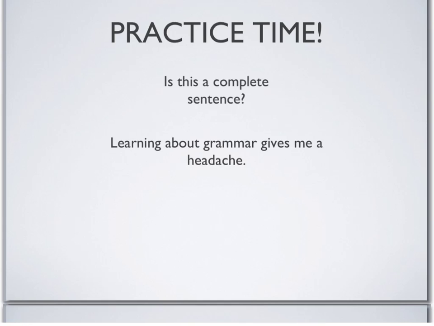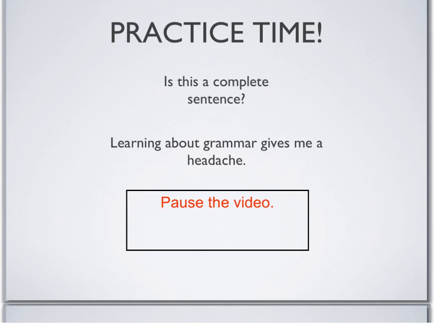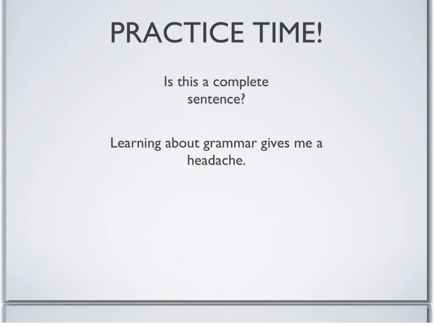Here's another practice sentence. Check for all three parts. Pause the video while you're checking for the three parts. In this sentence, we have a subject. Learning about grammar is the subject of the sentence. We also have a verb. Gives is the verb. I don't see any connecting words, and, or, but, so, or because, so that means it's a complete idea. This is a complete sentence.